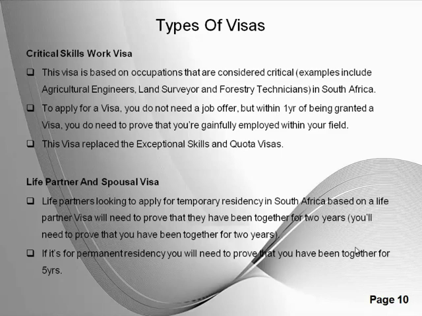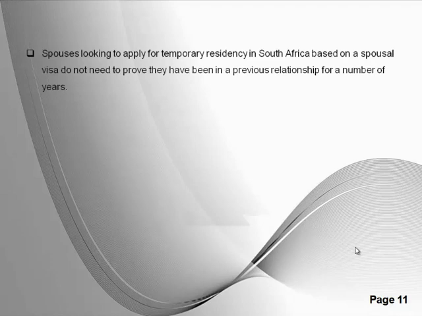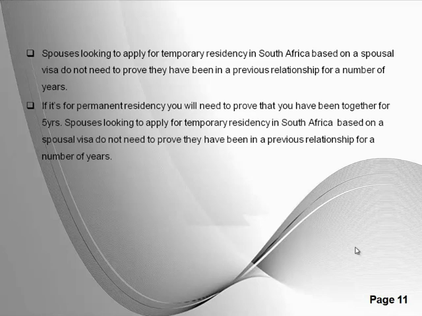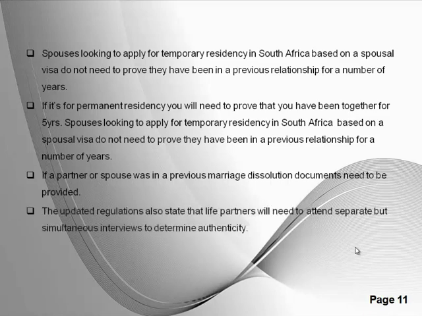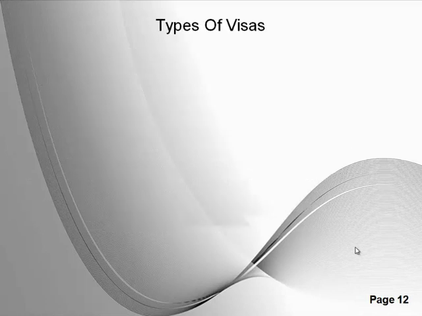Now, spouses looking to apply for temporary residence in South Africa based on a spousal visa do not need to prove that they have been in a previous relationship for a number of years. Okay, so you don't have to prove that you're in a previous relationship. If a partner or spouse was in a previous marriage, dissolution documents need to be provided. Okay, but if it's permanent residency, you would need to prove that you have been together for 5 years. And then the updated regulations also state that life partners will need to attend separate simultaneous interviews to determine authenticity.